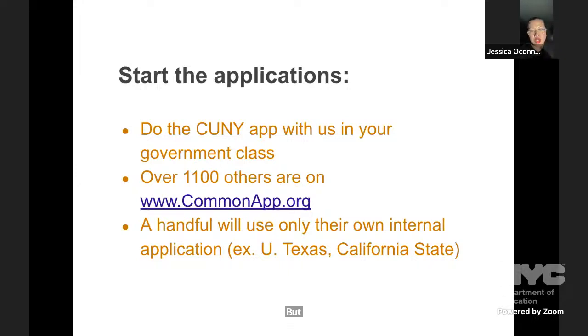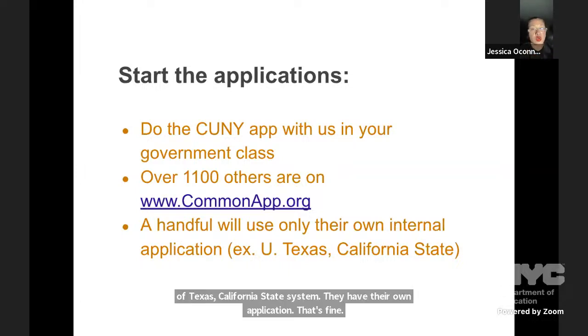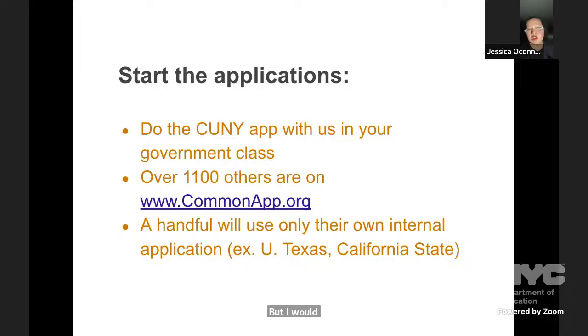most other colleges do. A handful of other schools use their own internal applications. For example, University of Texas and the California State System have their own application. That's fine. But I would suggest if your schools are on Common App, just do the applications on Common App. For example, if you're going to apply to Wagner College, Pace University, and Long Island University, Brooklyn, all 3 of those local schools have applications on Common App.